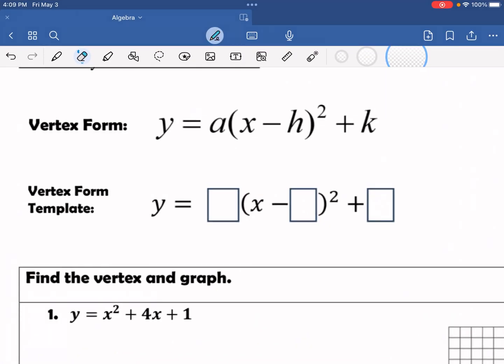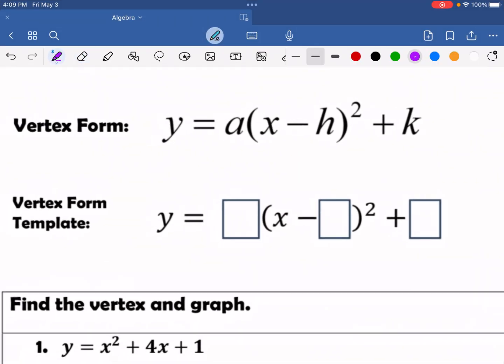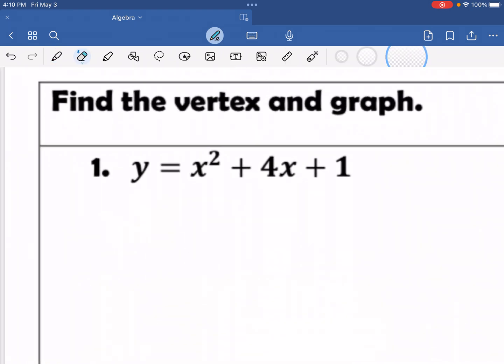So I decided to take off the letters A, H, and K and put a box for each, because that is where you're putting your numbers. Everything else has to stay the same. So you need to put y equals parentheses, x minus parentheses, squared, plus parentheses. You got to put all that. So let's go to problem number 1.